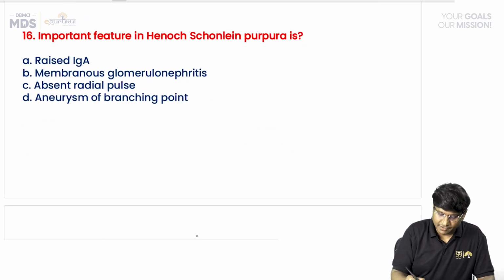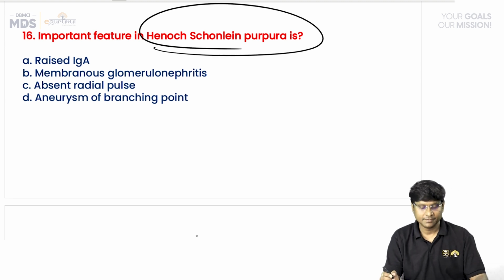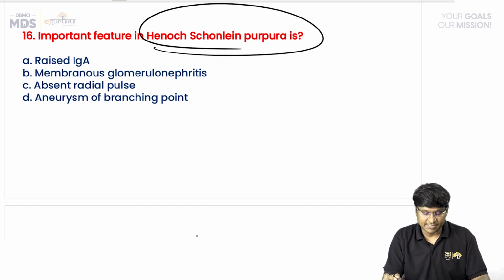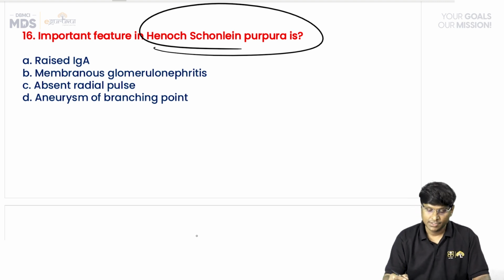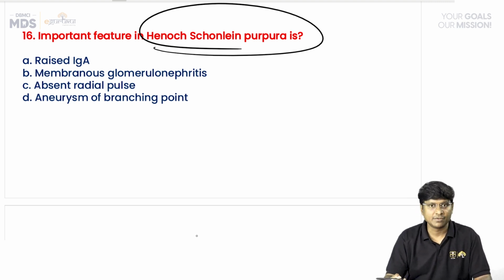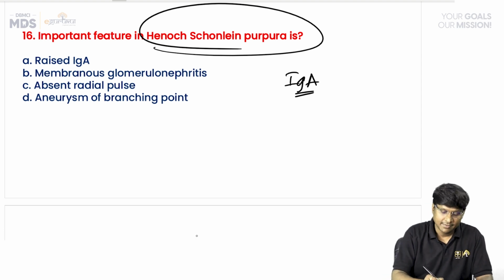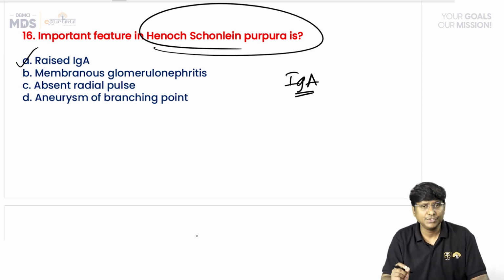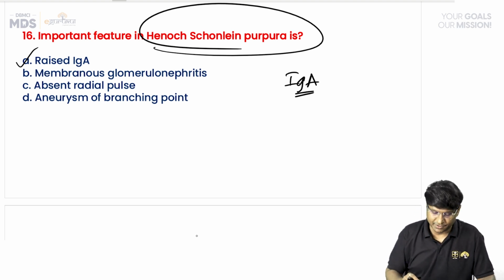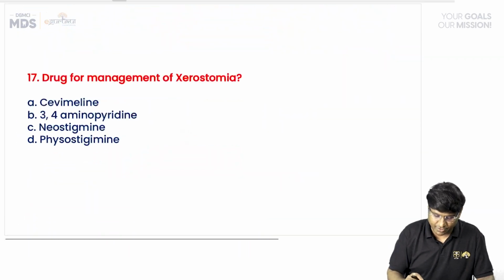Next, important feature of Henoch-Schönlein purpura. Raised IgA, membranous glomerulonephritis, absent radial pulse, aneurysm of the branching point. So HSP is a small vessel vasculitis. It is also called IgA vasculitis. Why? Because when you do a cutaneous biopsy, you have the presence of IgA surrounding the vessels. So raised IgA is very much a feature of Henoch-Schönlein purpura, which is seen very commonly in the pediatric population.